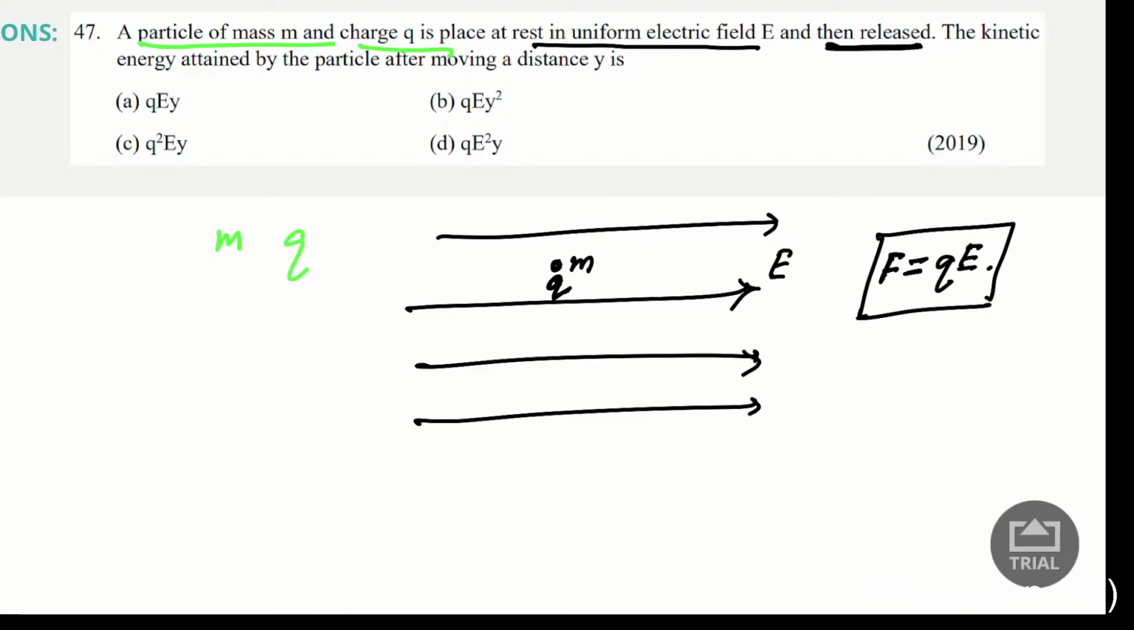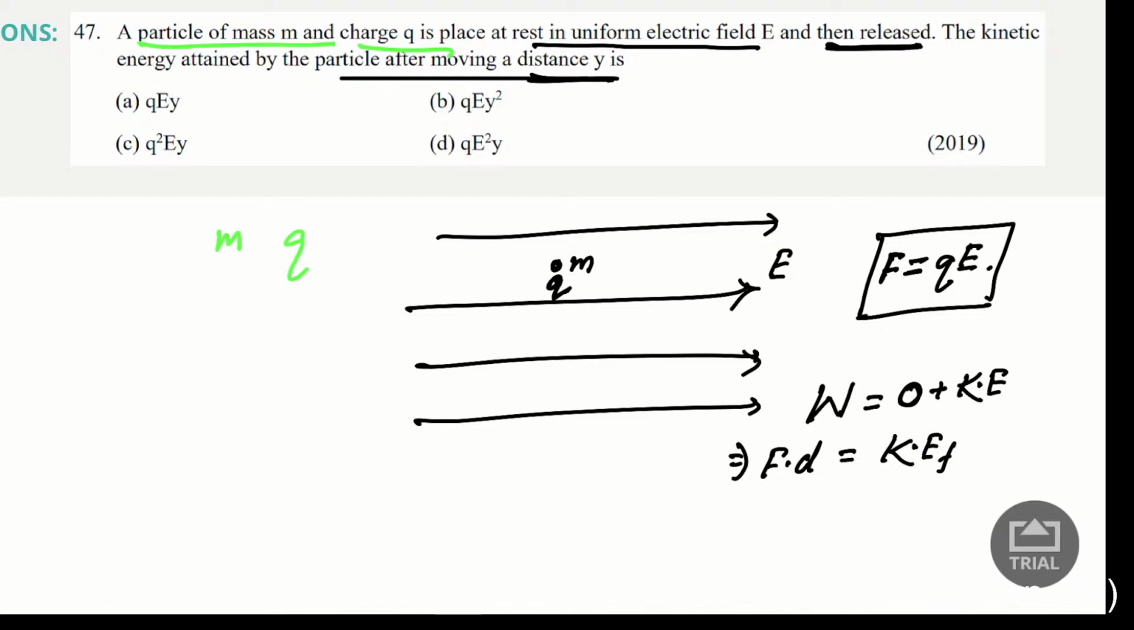So, and it moves how much distance? Y distance. So how will we find work done? Initially it was at rest, so initial kinetic energy is what? 0, and finally kinetic energy will be there, and that is equal to work done. What is the work done formula? Force into displacement, correct? So force into displacement is equal to final kinetic energy, because initial is 0. So force is QE, and displacement is y, that is equal to KE.